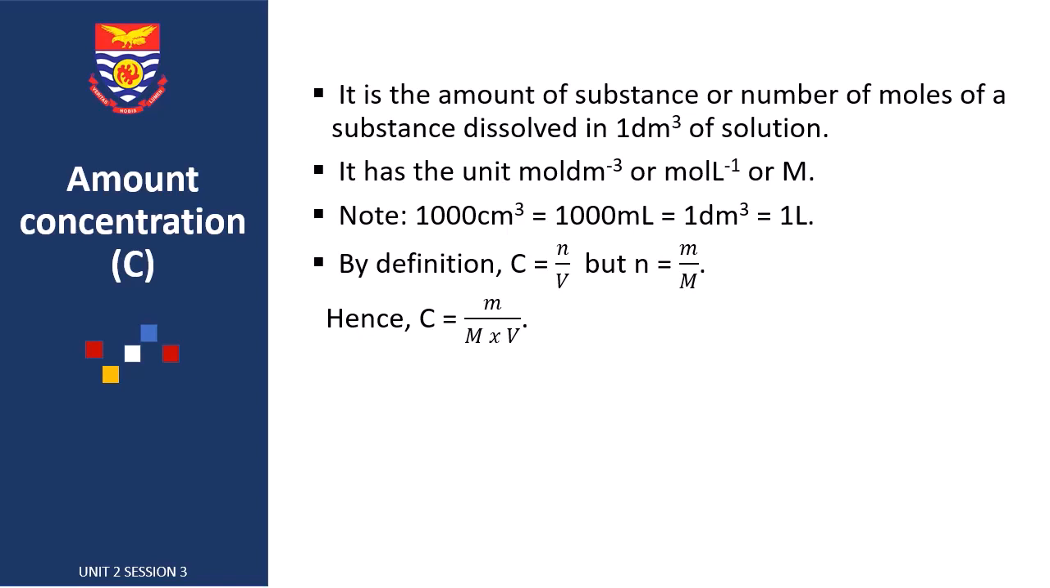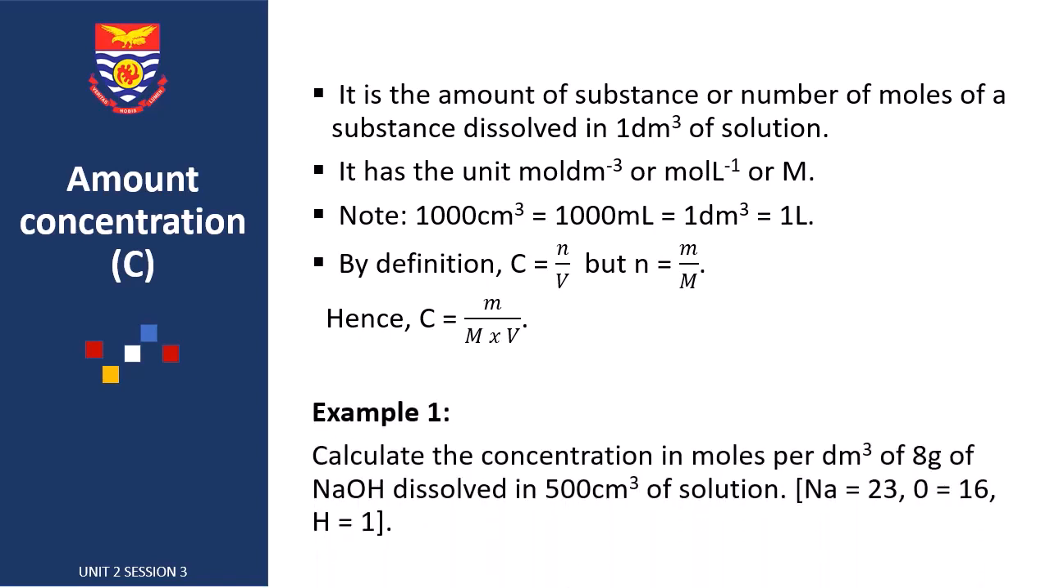You are going to choose between concentration being equal to number of moles over volume and concentration being equal to mass over molar mass times volume, depending on the kind of question you have been given and how you want to approach it. So let's take an example. We are to calculate the concentration in moles per liter of 8 grams of sodium hydroxide dissolved in 500 cubic centimeters of solution.